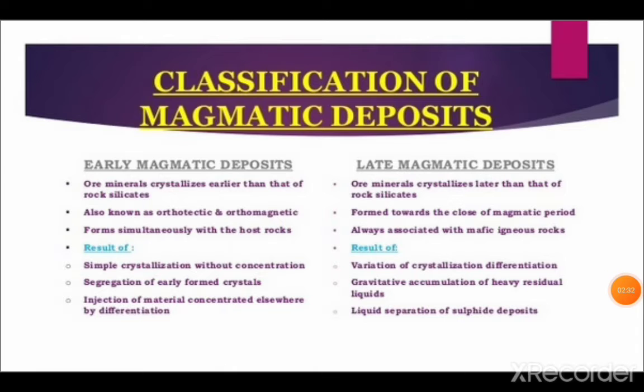In early magmatic deposits, the early formed crystals are segregated, that is, the early formed crystals are separated. In late magmatic deposits, there is gravitative accumulation of heavy residual liquids. That is, due to gravitative accumulation, the heavy residual liquids are separated, and also there is liquid separation of sulfide deposits.